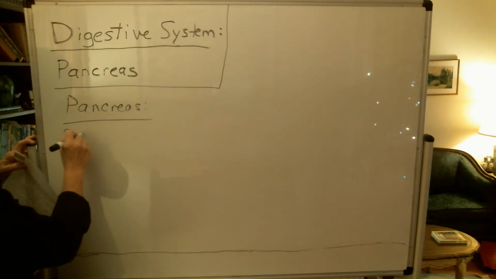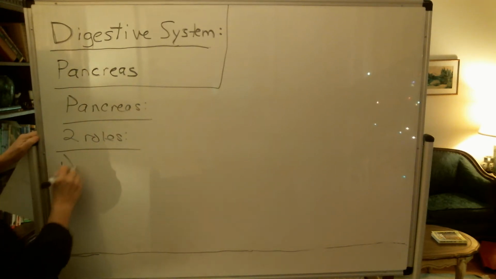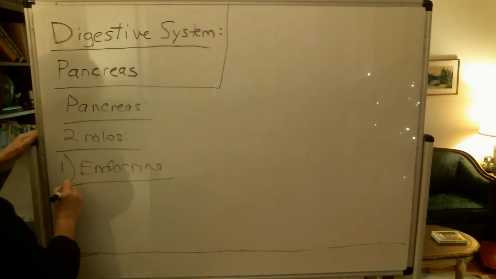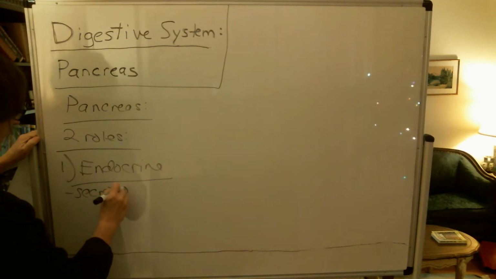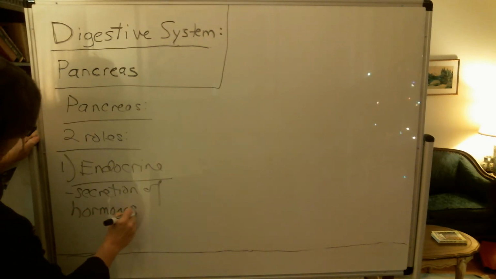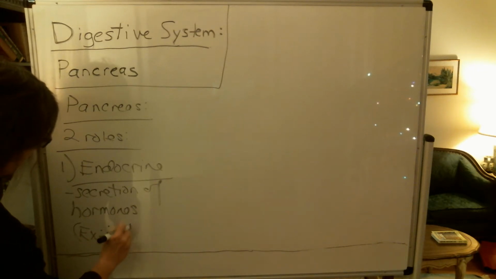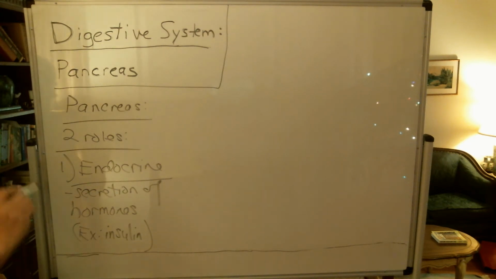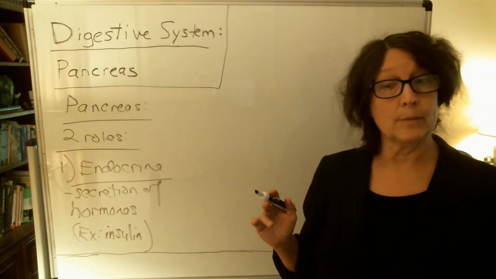So the pancreas has two roles, and one of them is its endocrine role or endocrine function. So this is the secretion of hormones. For example, the hormone insulin. But that's not what we're going to be talking about today. That has to do with your endocrine system, and we'll discuss that when we're talking about the endocrine system.